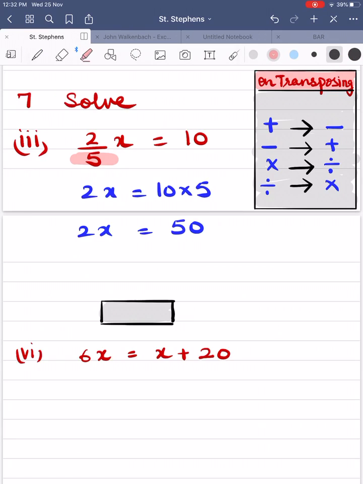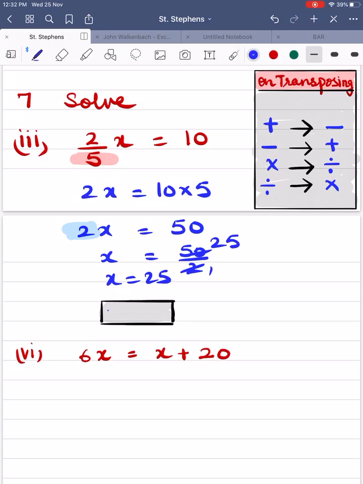Now we have to transpose 2 to the other side. Here it is being multiplied. So on transposing it will get divided. So we have x is equal to 50 upon 2. And on reducing we get 25. So it means x is equal to 25 is the solution of the equation.